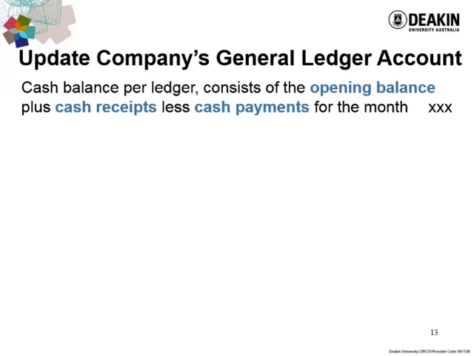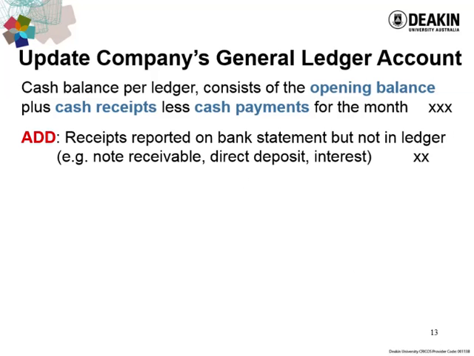We also need to update the company's cash general ledger account. We start with cash balance per ledger account. This is calculated as opening balance plus cash receipts less cash payments for the month. Then we add receipts that are reported on the bank statement but not yet recorded by the bank. These inflows can include notes receivable, direct deposits, and interest. We then deduct bank charges and direct debits because these have appeared on the bank statement, but the company has not recorded these outflows.